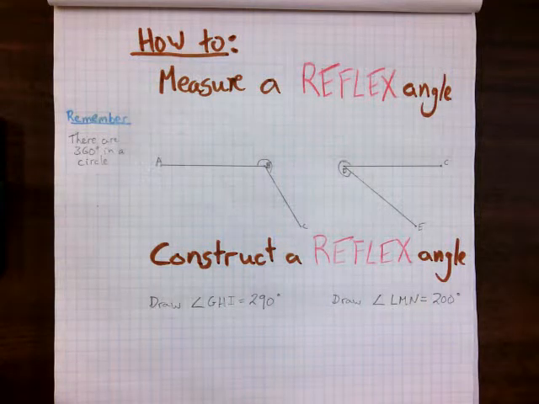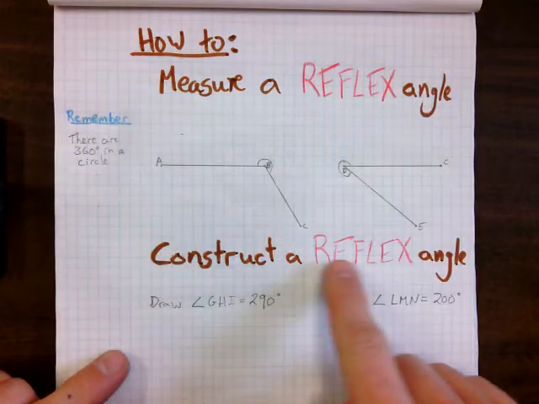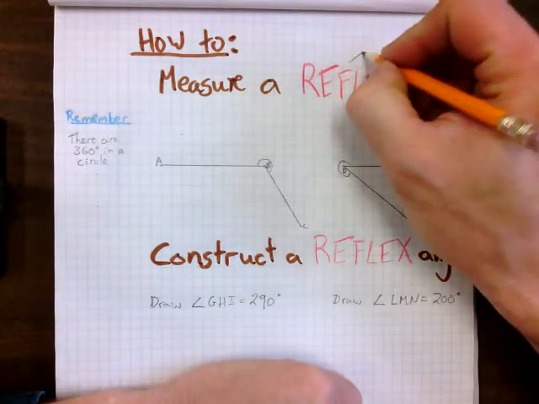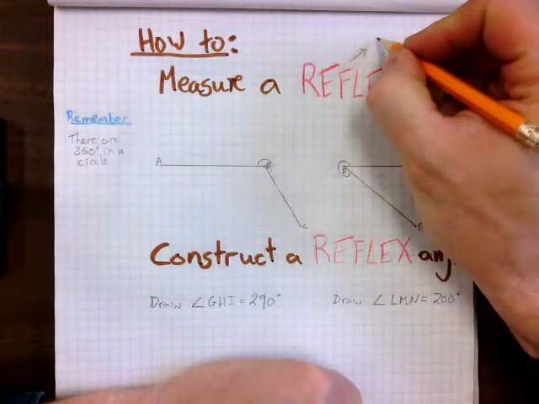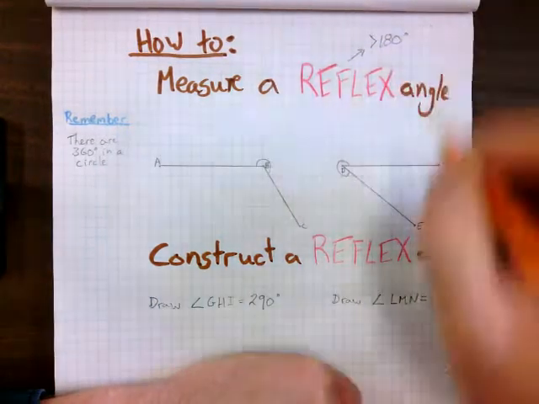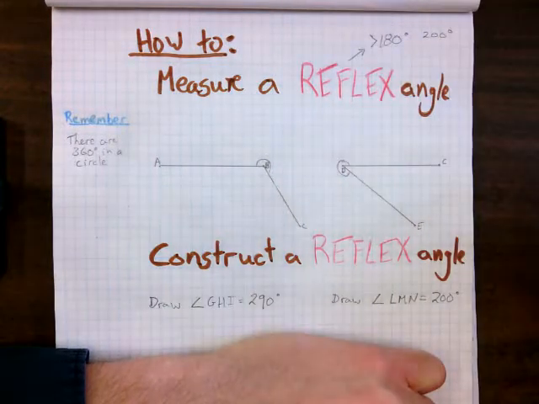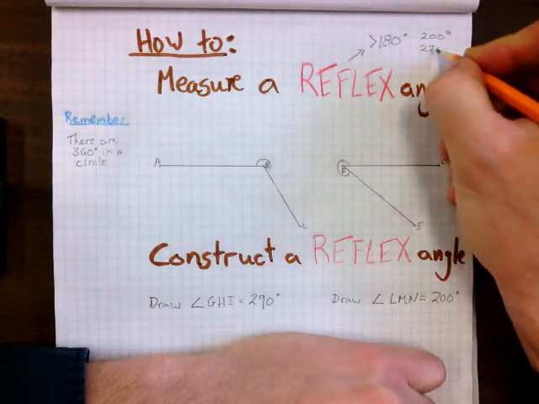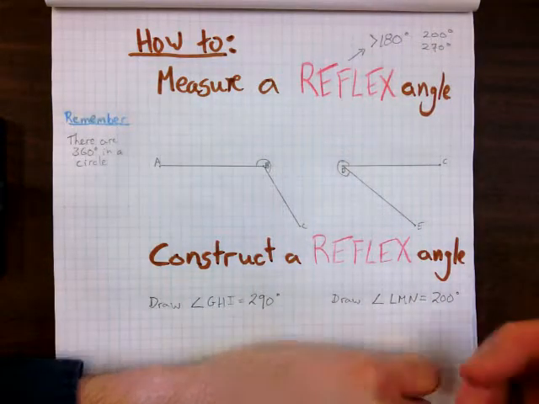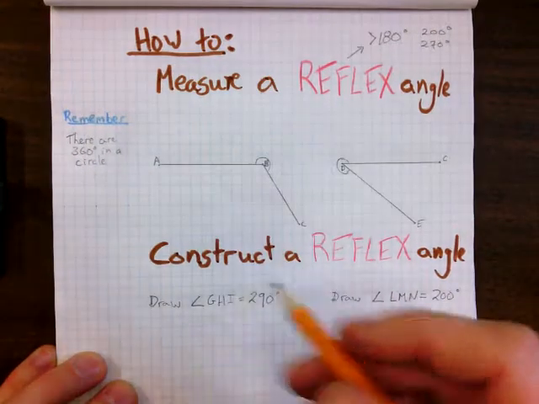Hi, we are going to go over how to measure a reflex angle and construct a reflex angle. First, what is a reflex angle? A reflex angle is an angle that is greater than 180 degrees. For example, 200 degrees or 270 degrees. Anything greater than 180. For this, we also want to remember that there are 360 degrees in a circle.